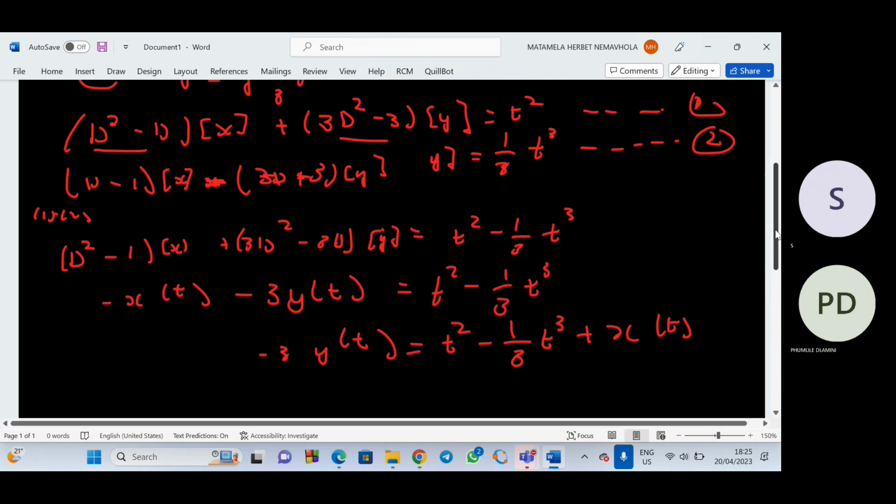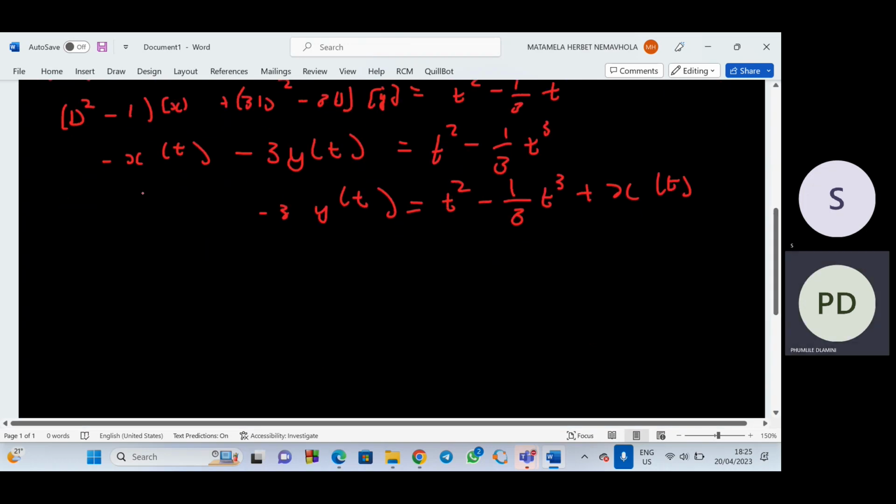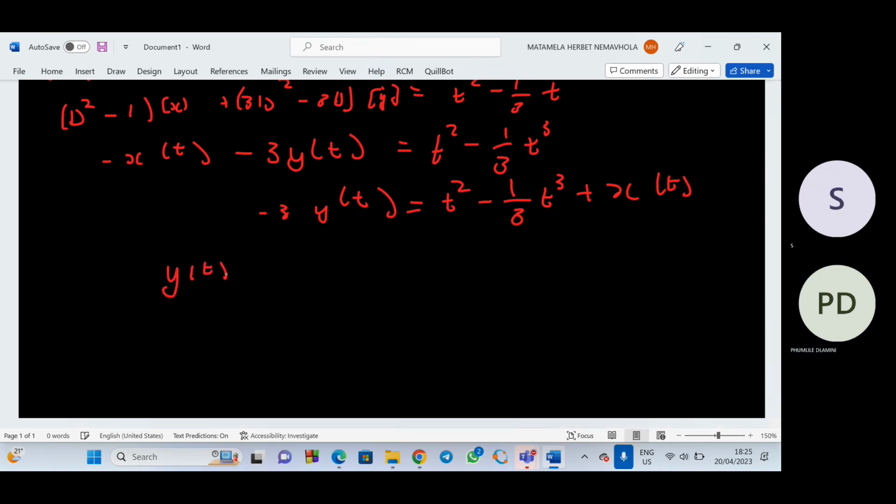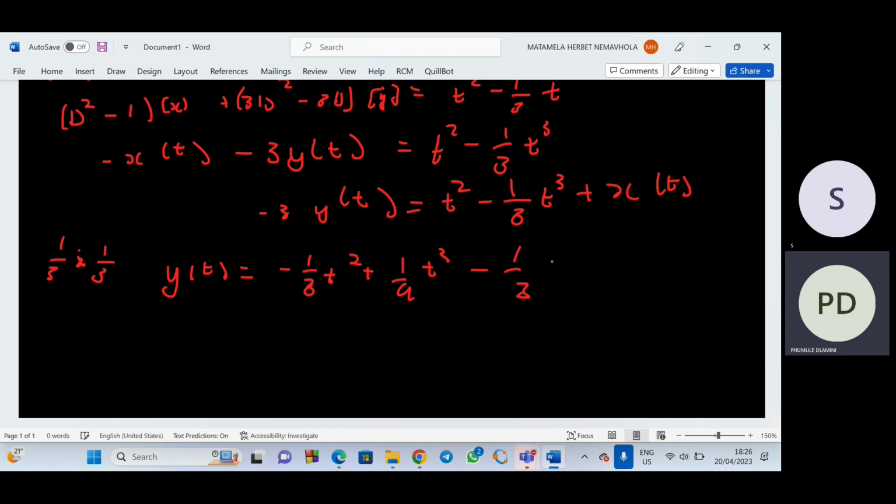Then you can divide by minus 3, then your y of t is going to be equal to negative 1 over 3 t squared. This one, 1 over 3 multiplied by 1 over 3, is going to be plus 1 over 9 t cubed, and then minus 1 over 3 x of t. Then just by this, you are done.